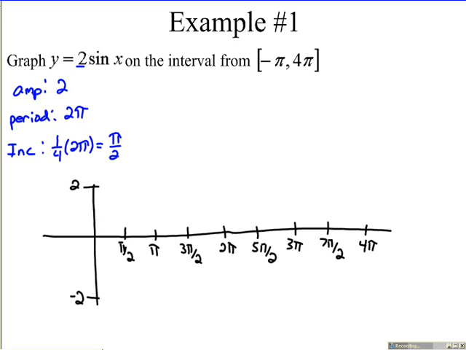Now we also need to go to the left because we need to go out to negative pi. So I'm starting at 0, and now I'm going to subtract the increment, negative pi over 2, and negative pi.